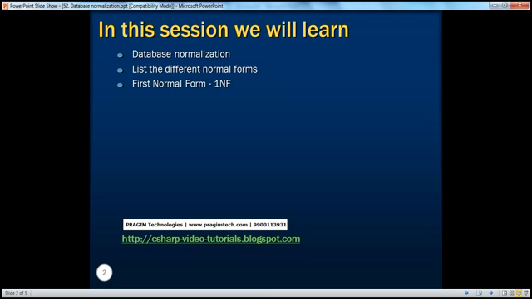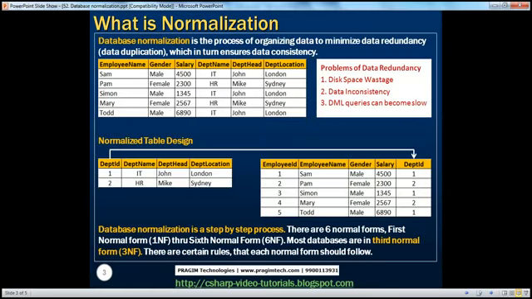In this session, we'll understand what database normalization is all about, list the different normal forms that are available, and we'll also learn how to put a table in the first normal form. So what is database normalization? Database normalization is a step-by-step process of organizing data to minimize data redundancy, which in turn ensures data consistency.